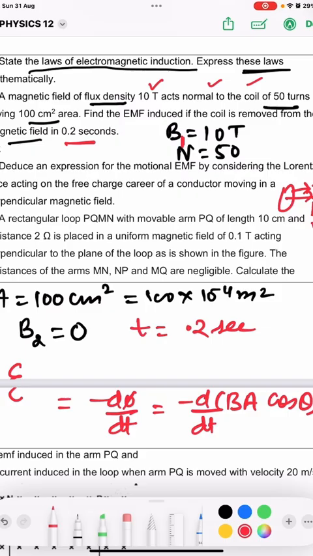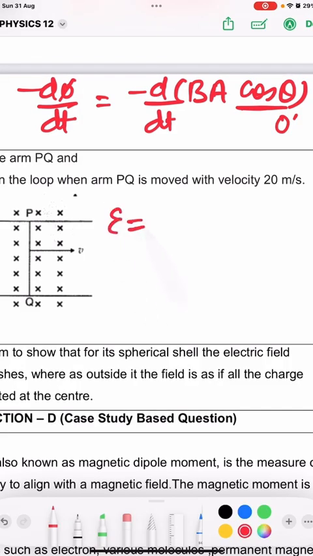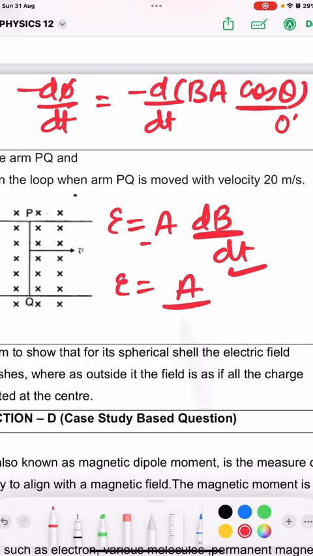So the angle between coil and field they have given as 90 degree, but the angle between field and normal is 0 degree. So you can put here 0 degree, cos 0 is 1, so cos vanishes. So we are left with minus d by dt of B and A. So EMF will be, area can come out, it is d by dt with minus, of course. So time is given, area is given, you can substitute, and dB is B2 minus B1. Final magnetic field is 0, initial is given, so you can substitute and find out.